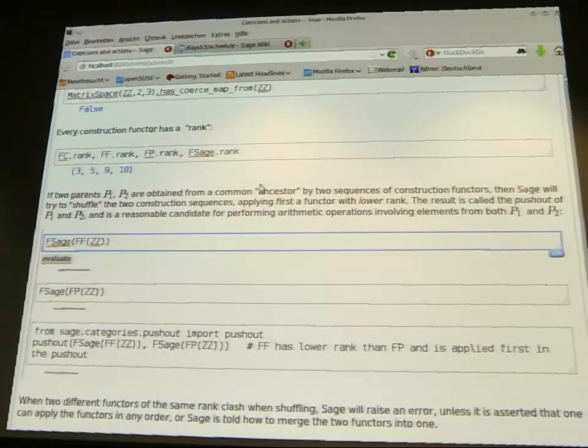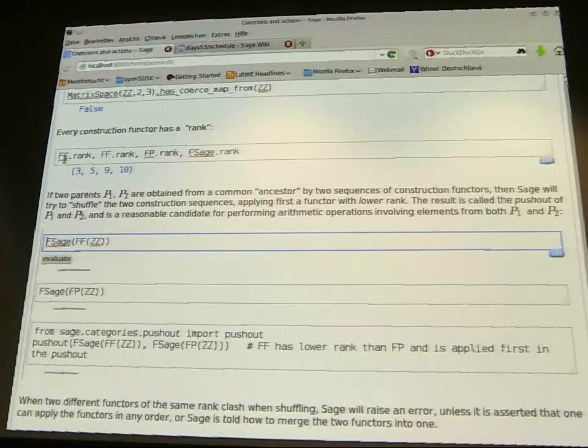So how are these construction functors used in the coercion framework? Well, you have two parents, P1 and P2, and they are obtained from some common ancestor, typically from the ring of integers, by two sequences of construction functors. For example, you first take the fraction field, then you apply a matrix functor, then apply a polynomial ring, and then apply again the fraction field. And so you have a sequence of constructions leading to P1 and P2 from a common ancestor. And in order to do arithmetic between P1 and P2, Sage would take these two sequences and shuffle them. So it would try to find a reasonable order in which to apply all these functors.